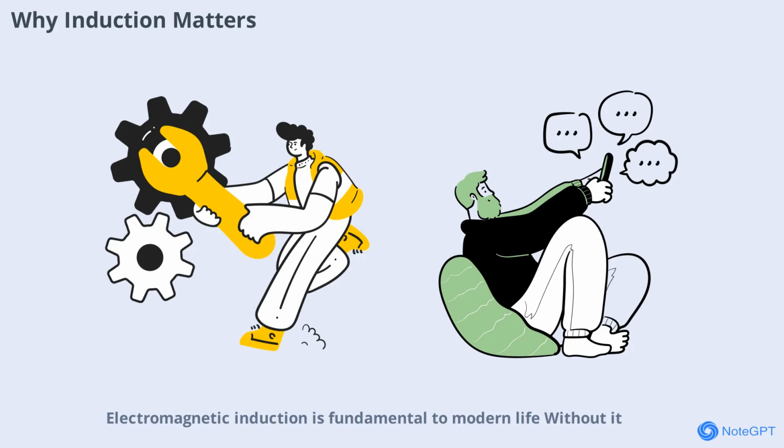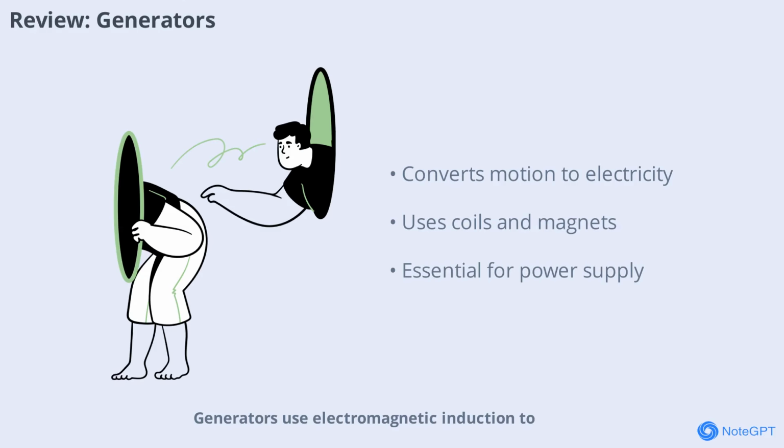Electromagnetic induction is fundamental to modern life. Without it, we wouldn't have reliable electricity, efficient power grids, or many of the conveniences we take for granted. Its applications span from massive power plants to tiny electronic devices, making it one of the most important discoveries in science and engineering. Generators use electromagnetic induction to convert mechanical energy into electrical energy.